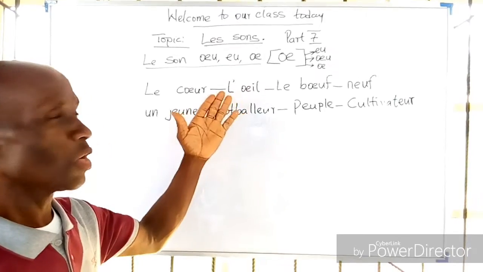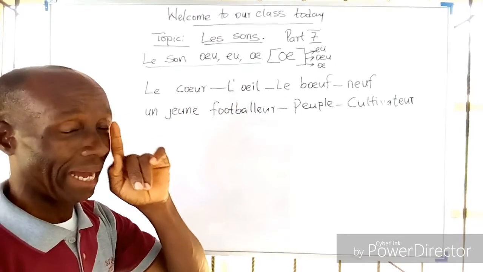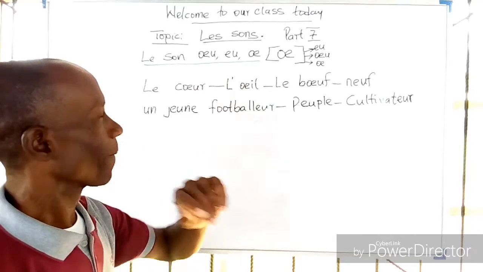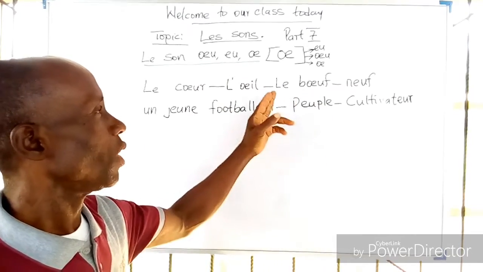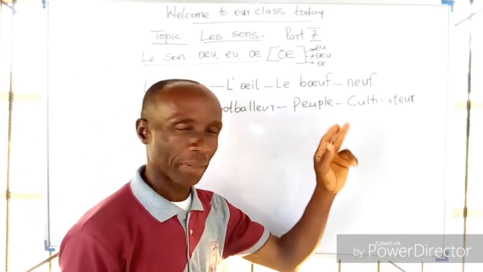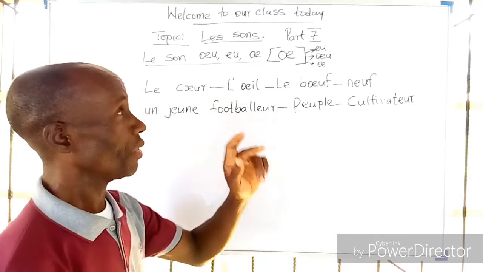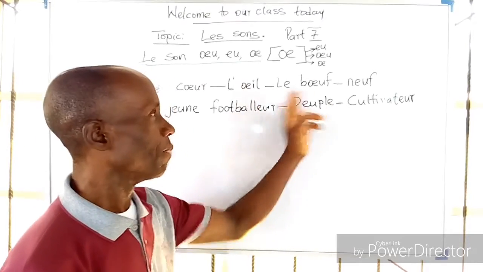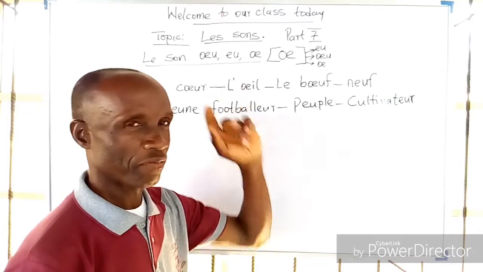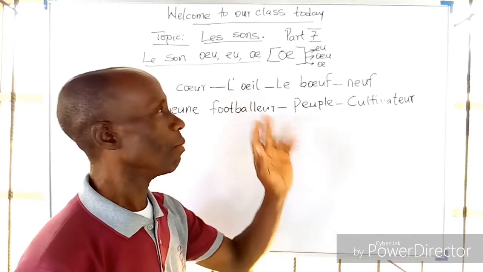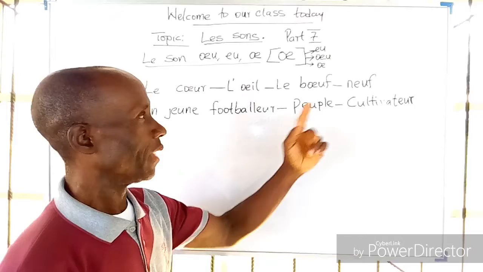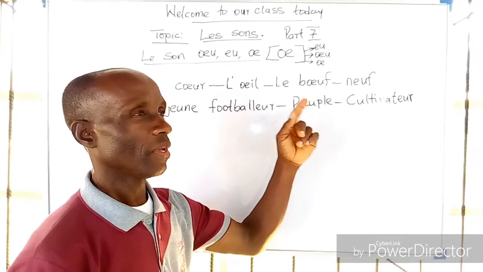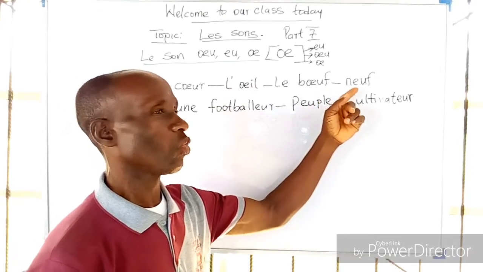So this one is what? "L'œil". L'œil is talking about an eye, just one single eye. Then this one is talking about "le bœuf". Remember we're talking about the sound "eu". Le bœuf, bœuf, bœuf. Then this one is talking about what? "Neuf", neuf. This is neuf.